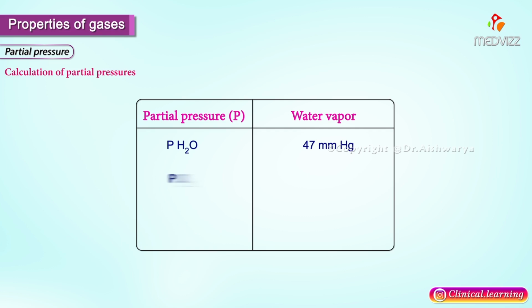Therefore, the partial pressures at sea level of other gases in the air reaching the lungs are: partial pressure of oxygen, approximately 160 millimeters of mercury, ranging from 150 to 160. The partial pressure of carbon dioxide is 0.3. And the partial pressure of nitrogen is 563 millimeters of mercury.